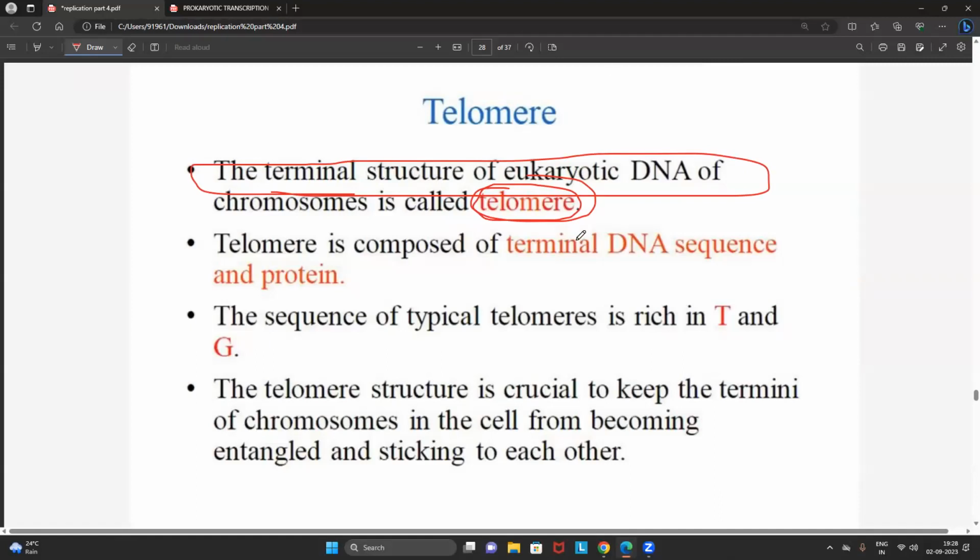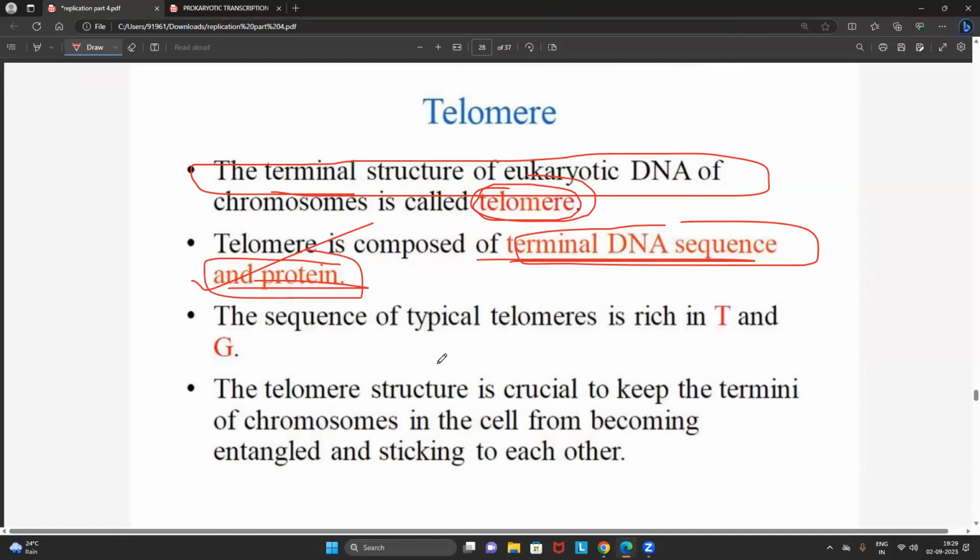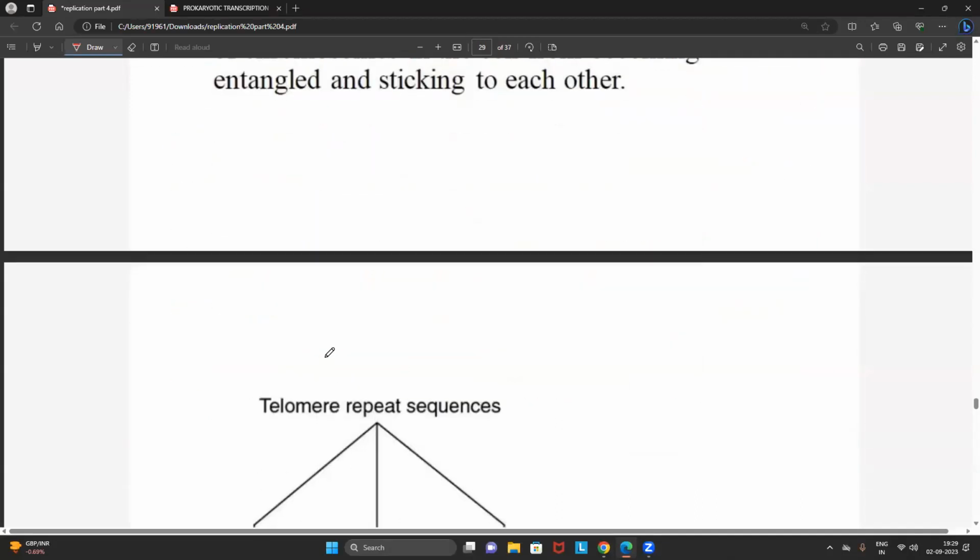And what is the telomere made up of? Telomere is made up of terminal DNA sequence and protein. Friends, please don't confuse. It contains a DNA sequence and it also contains a protein. Very important from the exam point of view is the sequence. Telomeres are rich in T and G. But compared to thymine, telomeres are richer in G only. Please don't get confused with that point.